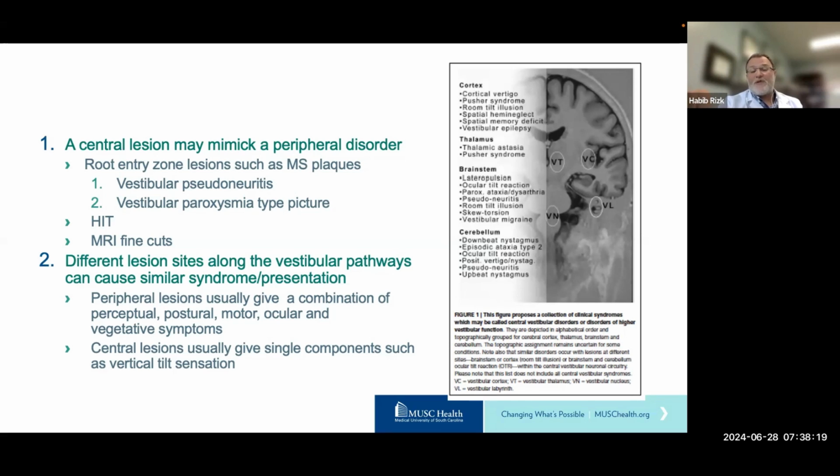What also is interesting is some MS patients can present with asymmetric hearing loss in the mid frequencies that mimics Meniere's disease. You need to be careful not to ascribe it to Meniere's disease, because it could be a plaque. Another pathology that can be mimicked with MS is vestibular paroxysmia, where you will have short-lived attacks that are not triggered by positional changes.